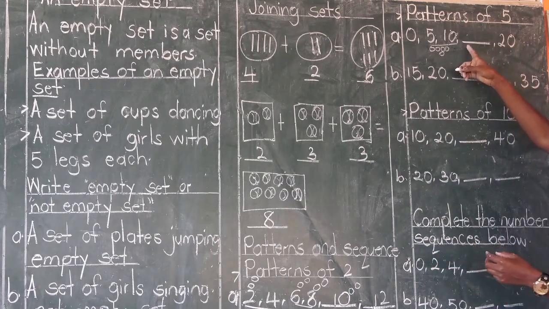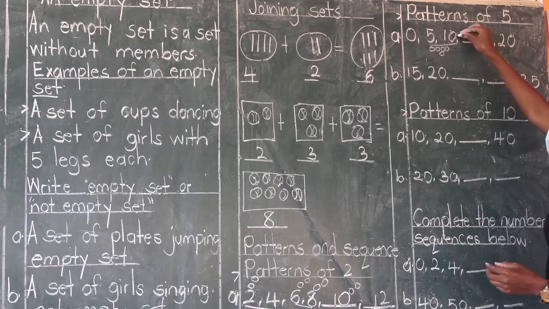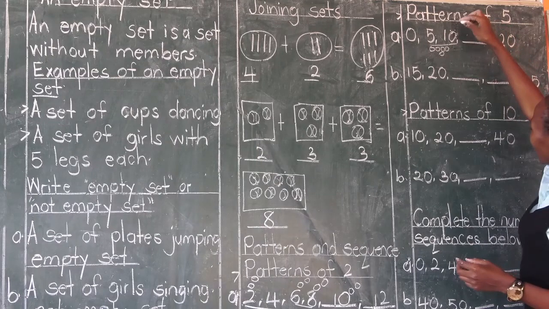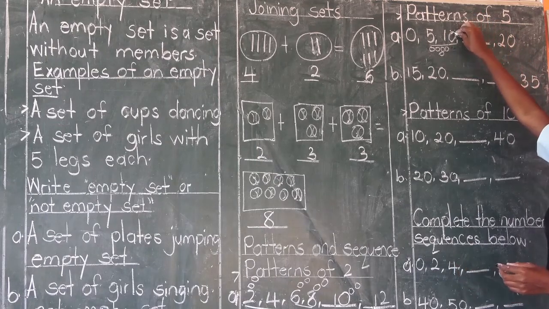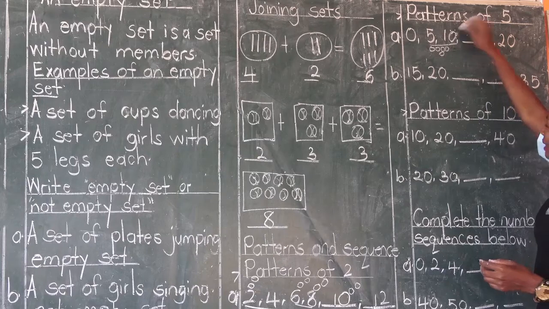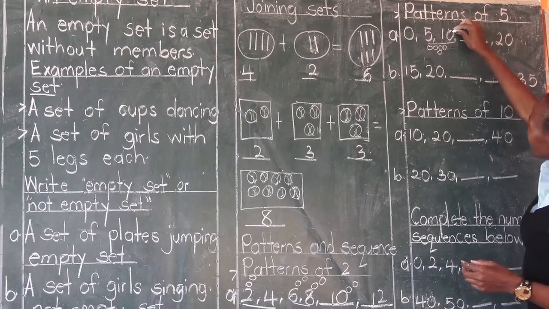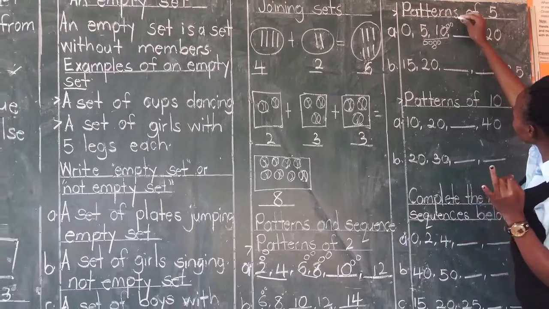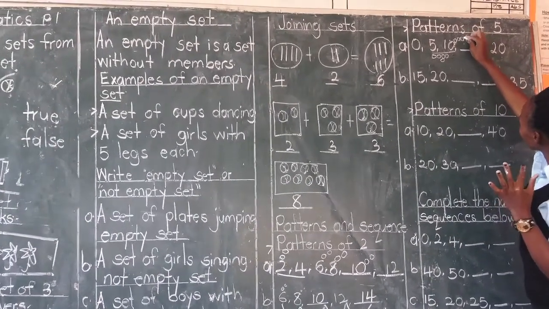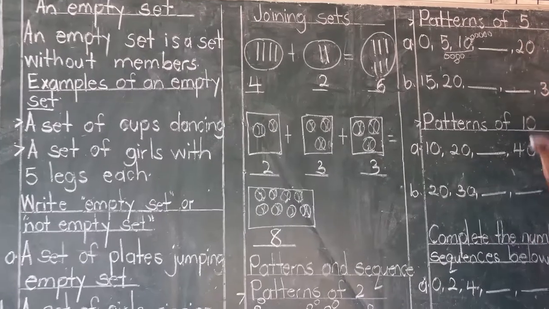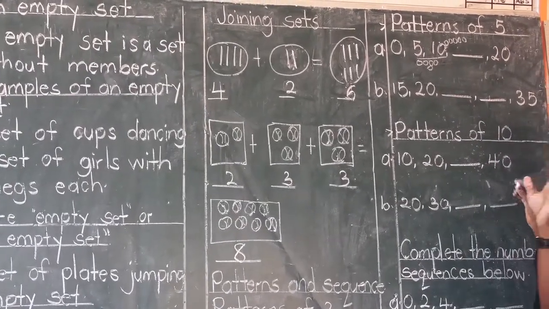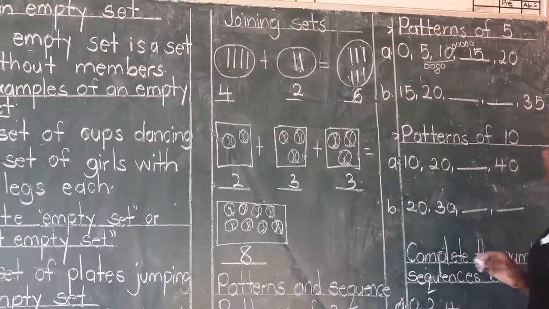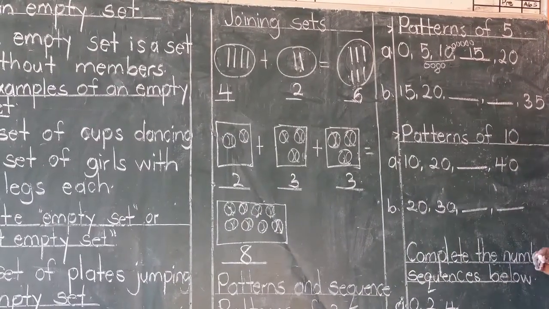Now we want to find out the missing number here. When we add 5 on number 10, which number are we going to get? Let's add our 5 here. This is 10. Let's put 10 in our head. 10, then we add 5. 10, 11, 12, 13, 14, 15. We've added 5 and the answer is 15. That is the missing number there.